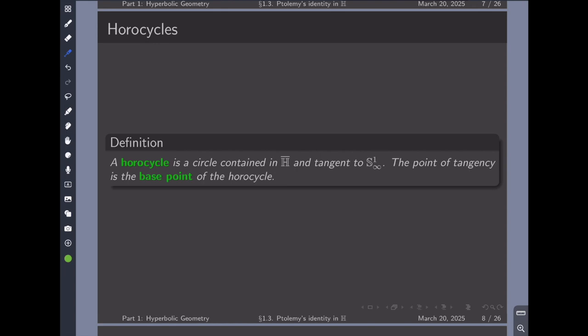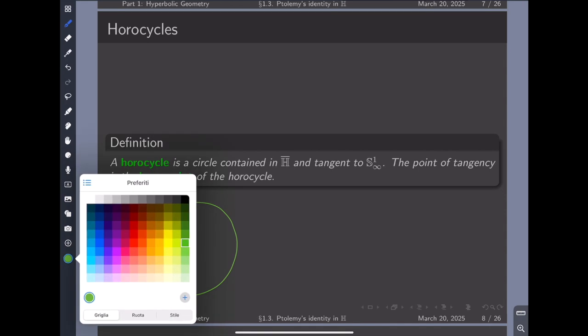Otherwise, the definition is quite simple. A horocycle is a circle contained in H bar, so contained in H union the circle at infinity, which is tangent to the circle at infinity. So for instance, in the Poincaré disk, if this is the Poincaré disk, then a horocycle looks like this.